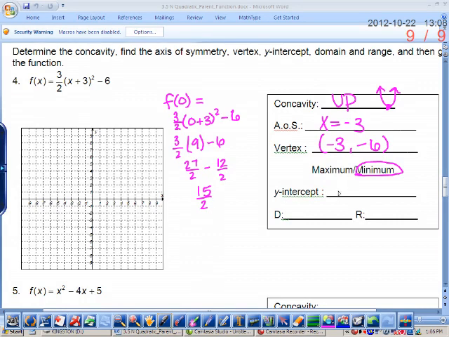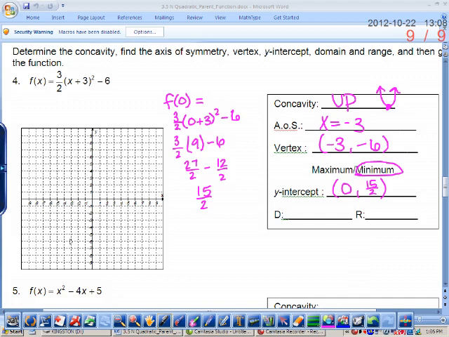Okay, so do I just write 15/2? How do I write it? Good. Your vertex and your intercepts must always be written as points. Your axis of symmetry must be written as an equation of a line. Okay? All right, let's plot it.